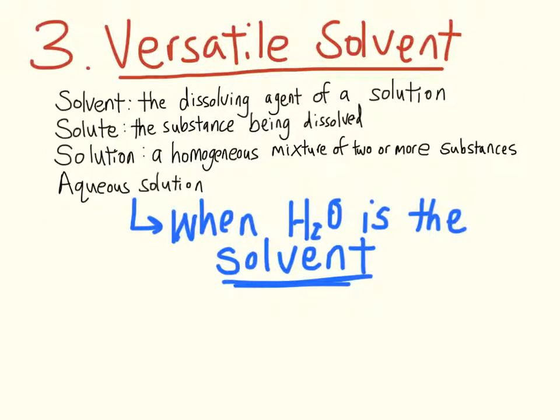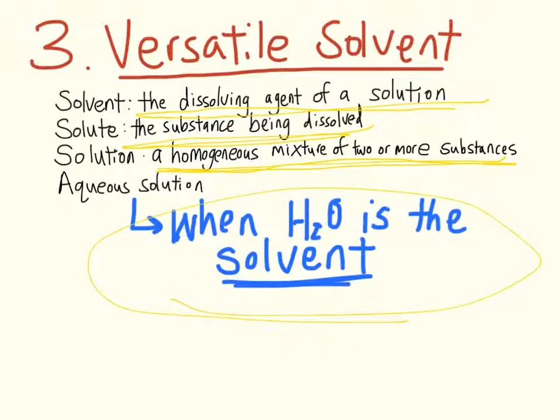Now let's discuss the versatility of water as a solvent. First off, a solution is a homogeneous mixture of two or more substances. Now, a solvent is the dissolving agent of a solution, and the solute is the substance that's being dissolved. Now, when you have a solution where water is acting as a solvent, this is called an aqueous solution.